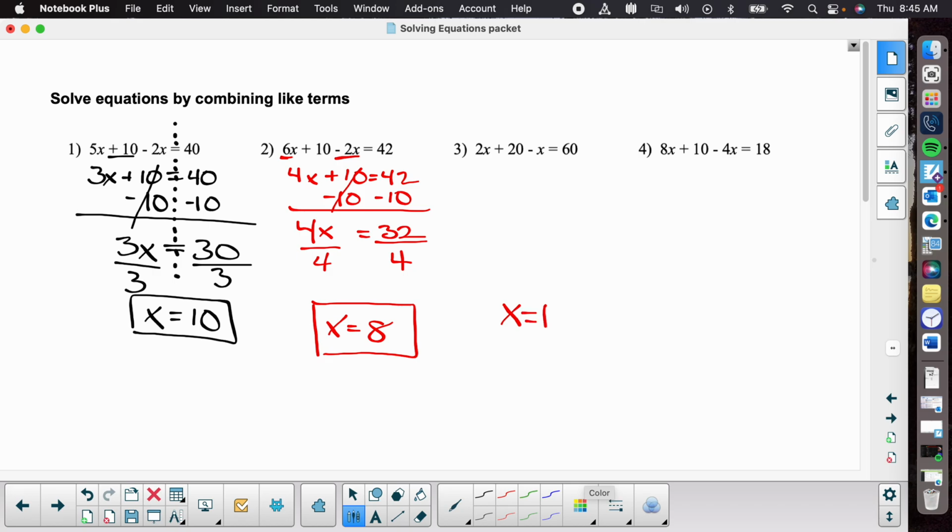Uh-oh, did you check it, Yazin? No. Okay, let's check it. 2 times 1 is 2 plus 20, that's 22. Minus 1 would be 21. That is not 60. So my guess is something went a little bit wrong in there. Maybe it's just adding or subtracting, something easy. Okay? Do you want me to go to somebody else, or do you want me to kind of help you through the problem? Someone else. Okay, that's fine with me.